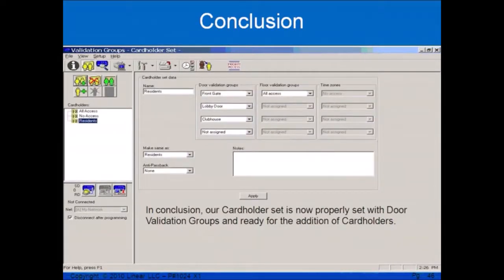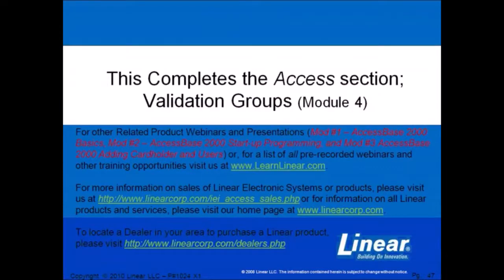In conclusion, our cardholder set is now properly set with door validation groups and ready for the addition of cardholders. This completes Module 4 validation groups.